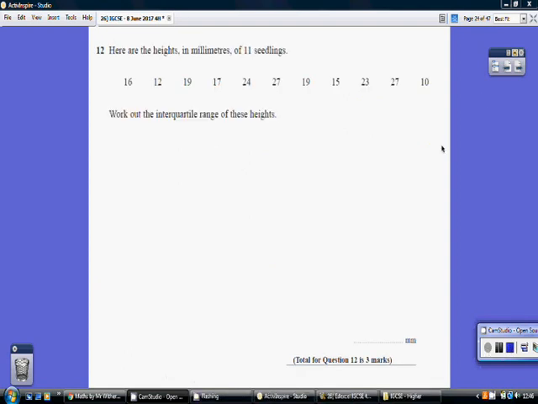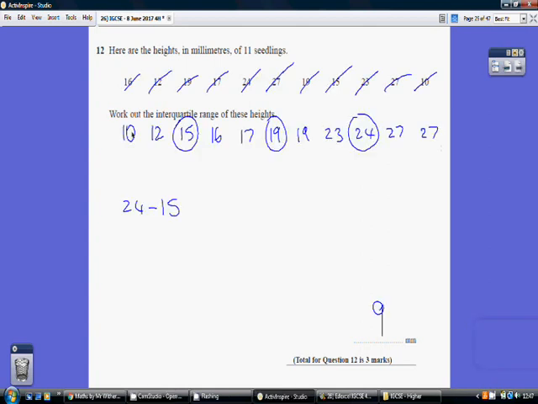Question 12. So before we can work out the interquartile range, we need to put these numbers in order. So just be careful as you place them in order. Now, I've started off by working out the median one, which is the middle one, which is 19. And then I focused on the 5 terms before the median and circled the middle one of those. So that's my lower quartile.